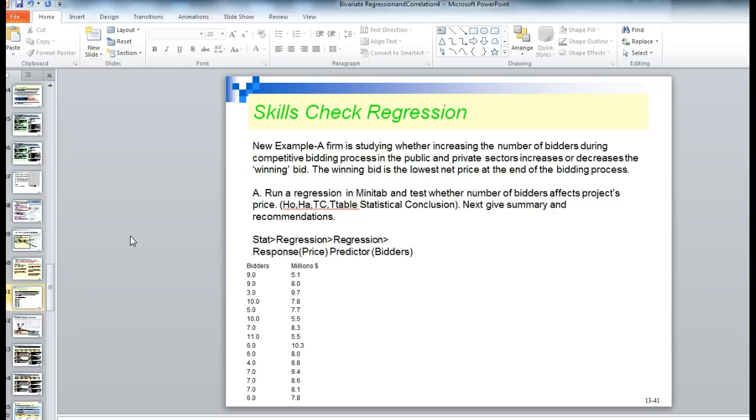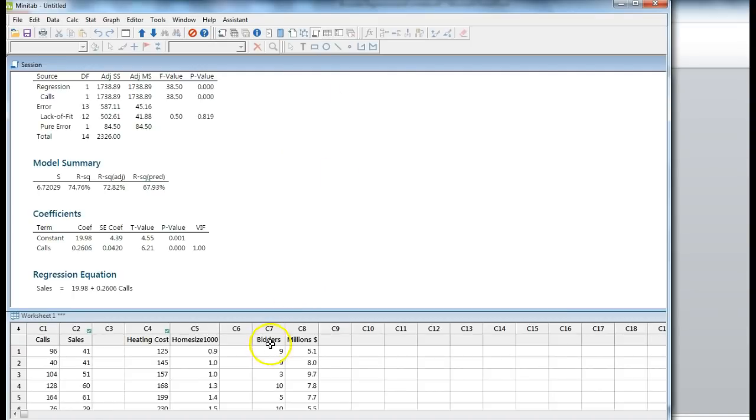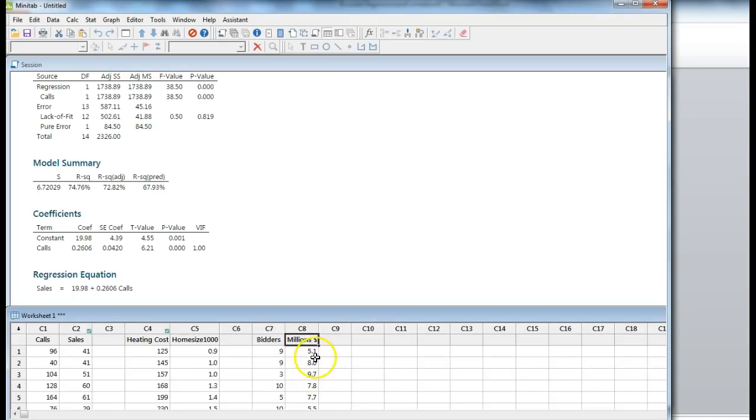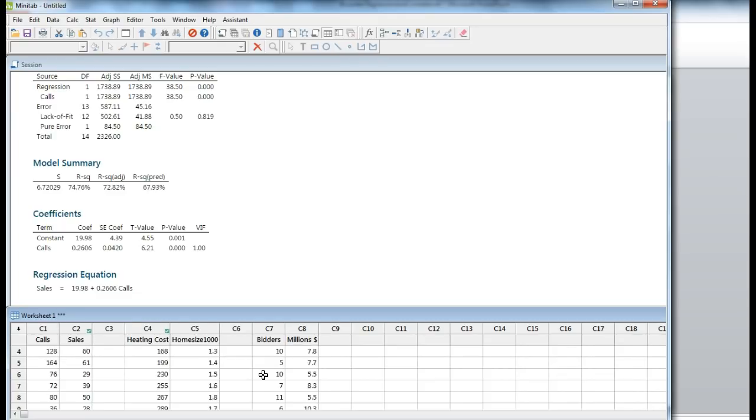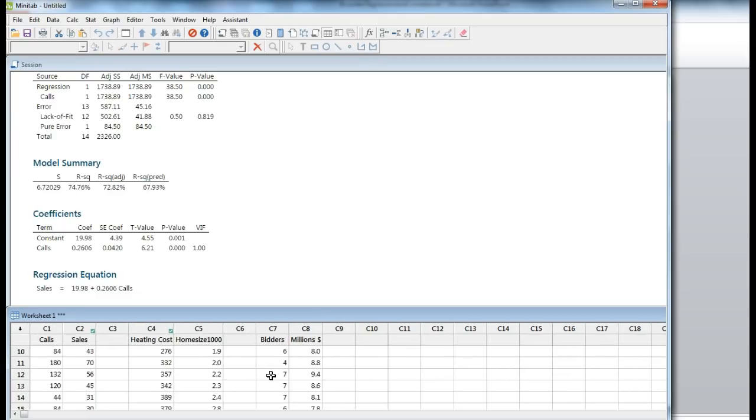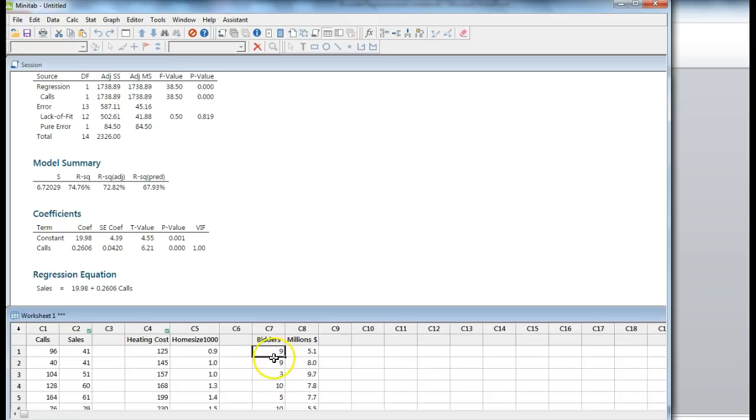All right, so here we have another example. These are, again, just more examples so that you can follow along and gain a ton of confidence and really know what you're doing. So here we're going to put these data into Minitab. I've got bidders, and this is the million. So this is the price that the project gets, and this is the number of competitive bidders in the process for bunches of very similar projects. These are the number of bidders that are submitting bids, and this is the final project price in millions.